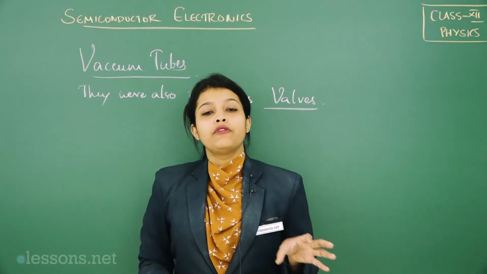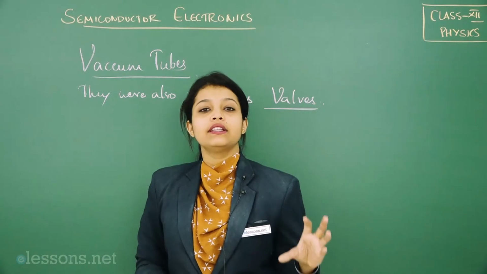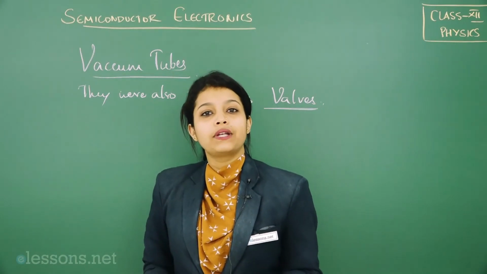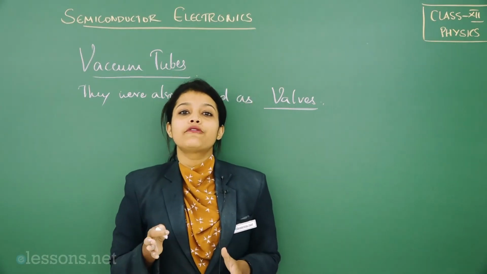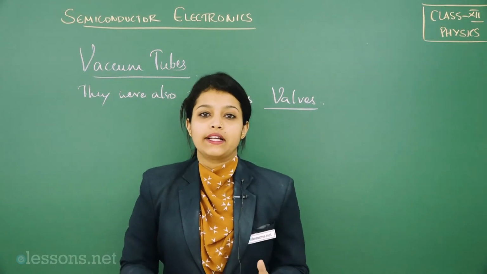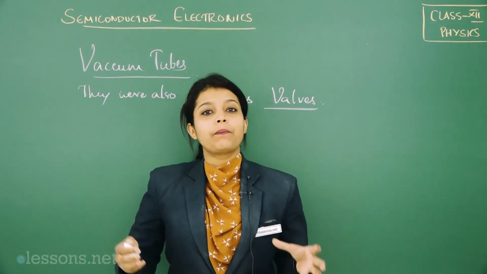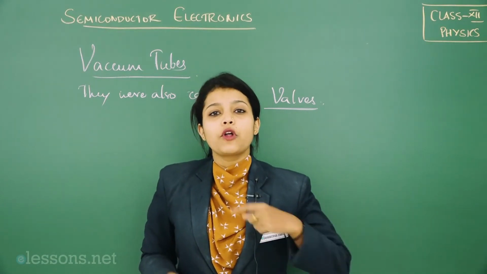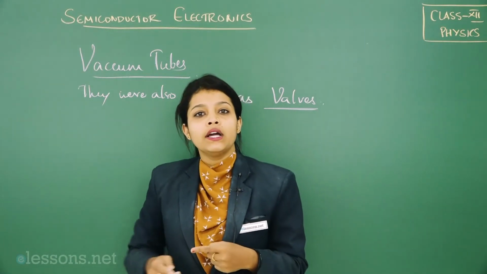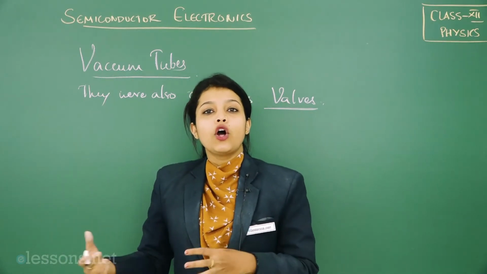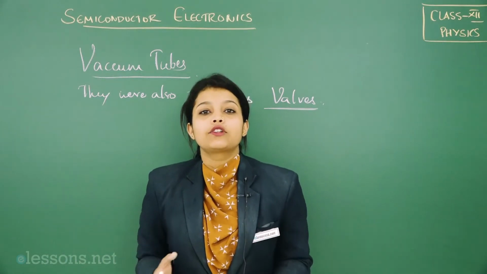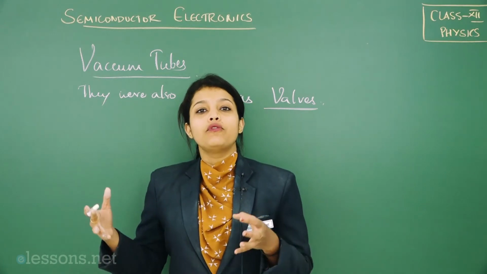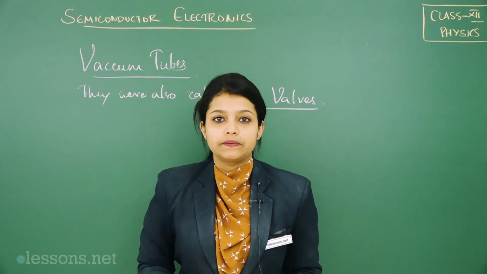And the flow of electrons within the vacuum tube was obtained by creating a potential difference between the two electrodes. The electrons were supplied by the heated cathode. It means there is a process of heating that was required in order to supply the electrons required to flow through the vacuum tubes.